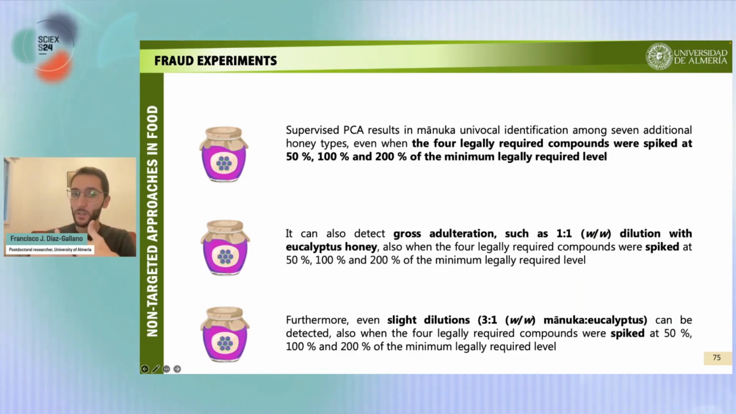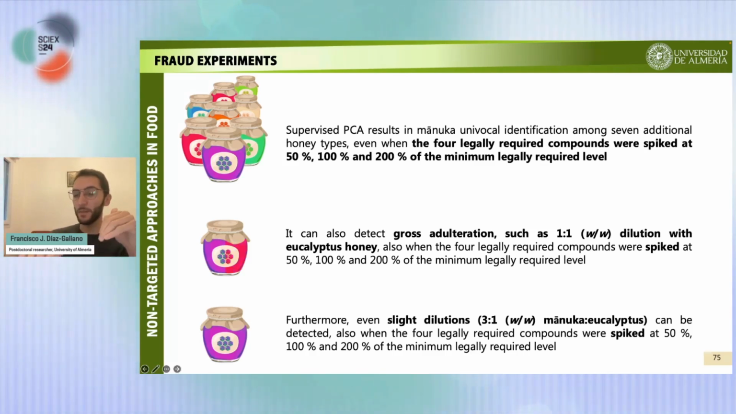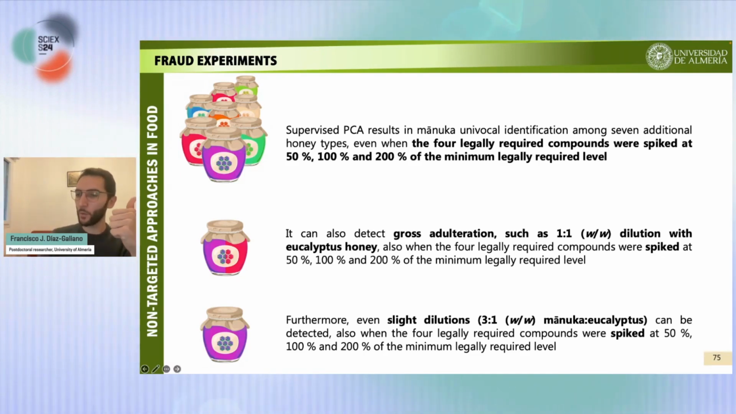With the newfound markers alongside the 4 legally mandated ones, we set to evaluate possible fraud strategies. So first, we evaluated the spiking of the 4 legal substances on various honeys at varying concentration levels. Then we picked the closest variety to Manuka honey, the eucalyptus honey, and mixed it at a 50% ratio, and we also spiked these standards. And finally, we also did the same experiment with a 25% dilution in weight only, and also the spiking of the compounds between Manuka honey and eucalyptus honey.